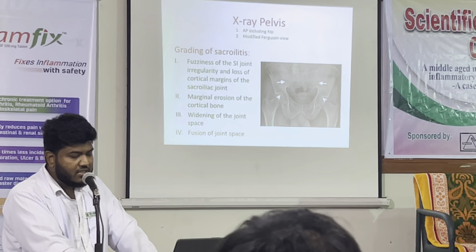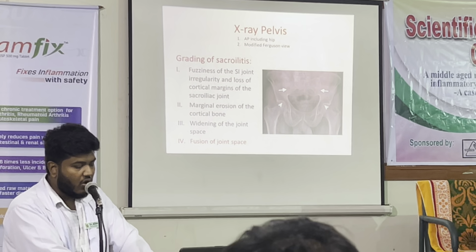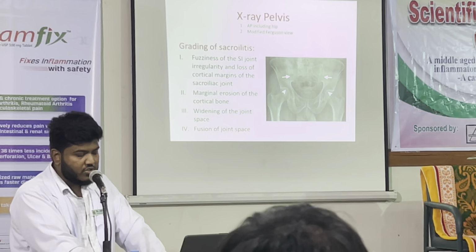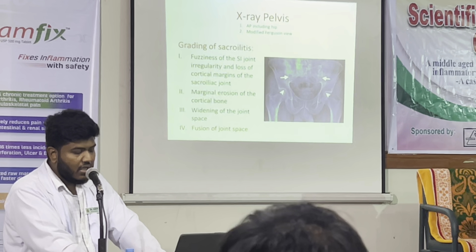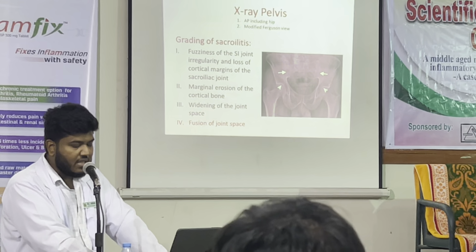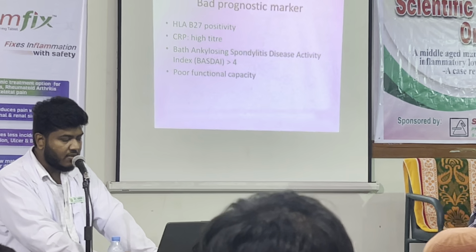First of all, there will be fuzziness of the sacroiliac joint and irregularity and loss of cortical margins of the sacroiliac joint. Next, there will be marginal erosion of the cortical bone, then widening of the joint space, and eventually fusion of the joint space, which indicates the advanced disease.